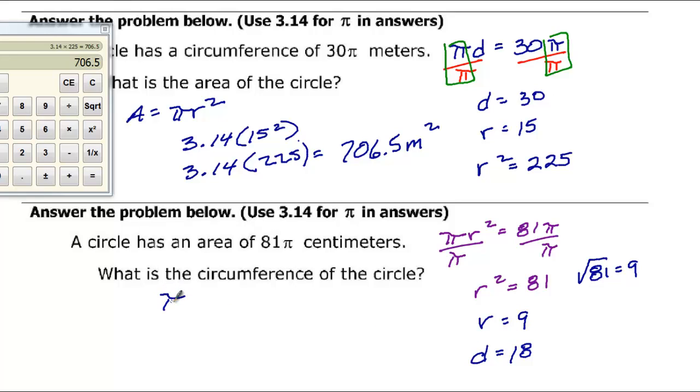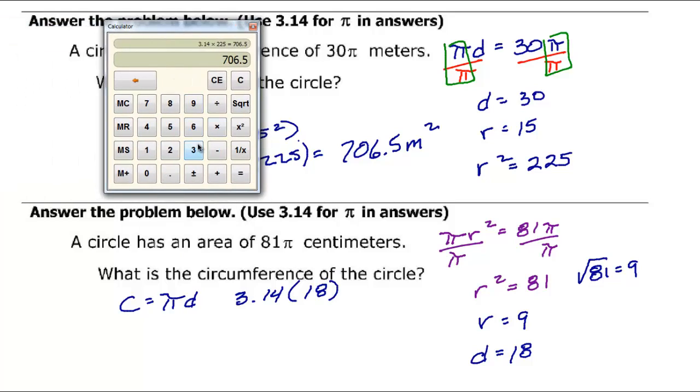We have pi times diameter. That's our formula for circumference. So now we have 3.14 times 18. 3.14 times 18 is equal to 56.52 centimeters.